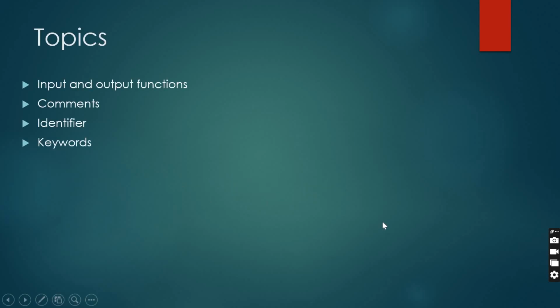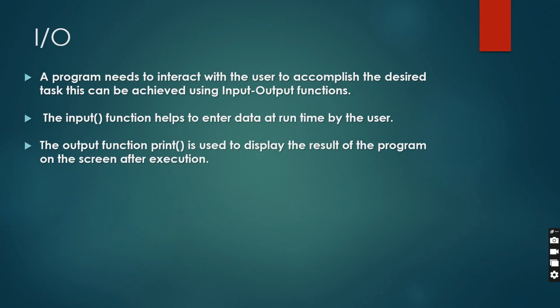In this particular video, I will discuss input and output functions, comments, identifiers, and keywords. So, input and output. A program needs to interact with the user to accomplish the desired task. This can be achieved using the input and output functions. The input and output functions can be used to take the input from the user and to print the output to the user.